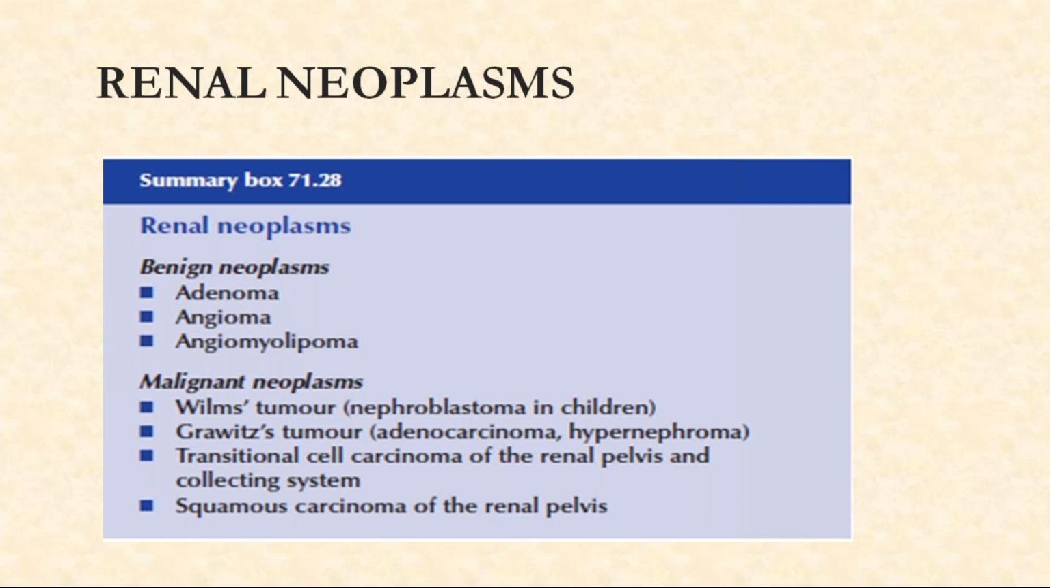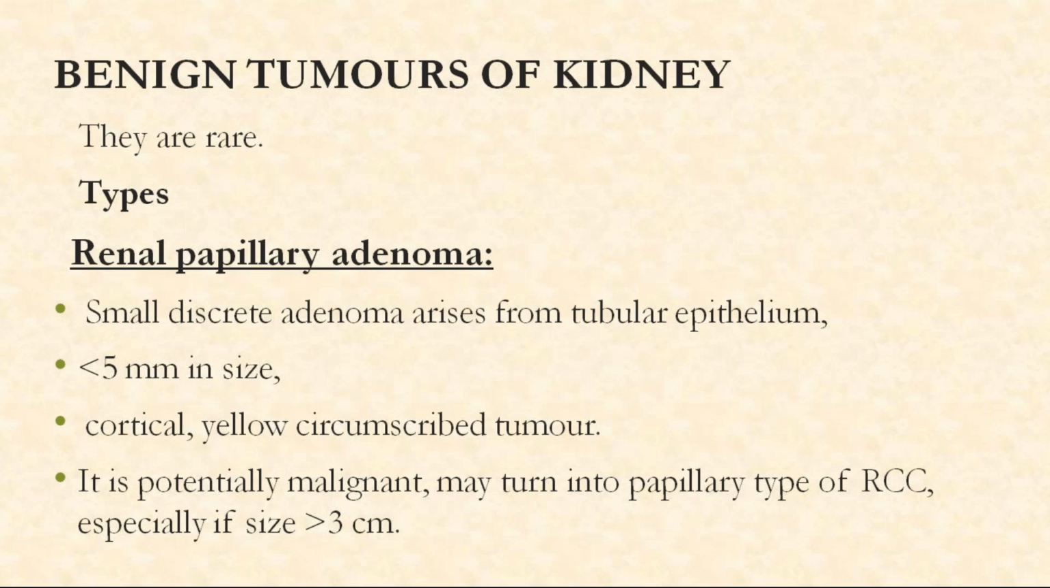Okay, you have to discuss in detail each and everything. First, you have to talk about the benign tumors. I already discussed it before. Three are more common: adenoma, angioma, and angiomyolipoma. Among all the three, adenoma is the most common. It is also called renal papillary adenoma.